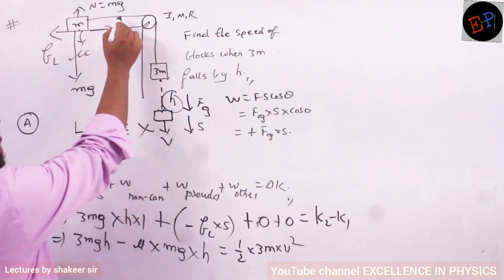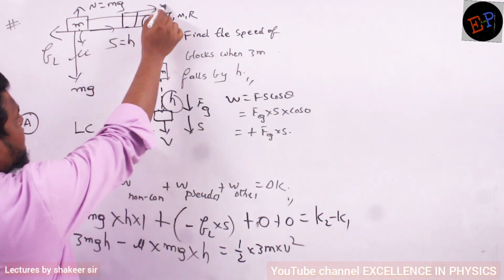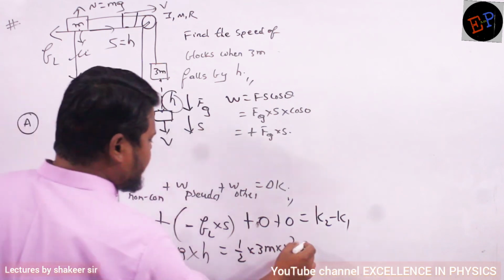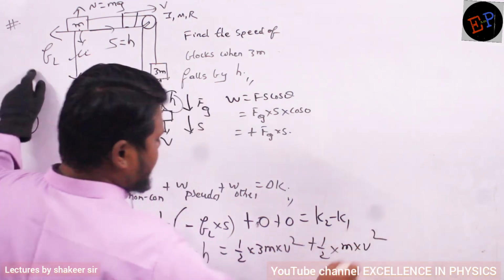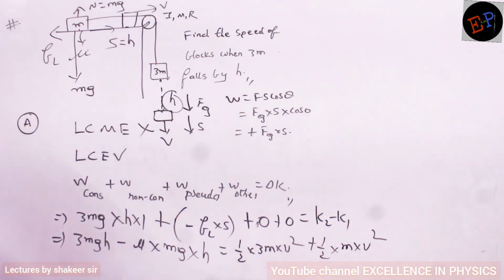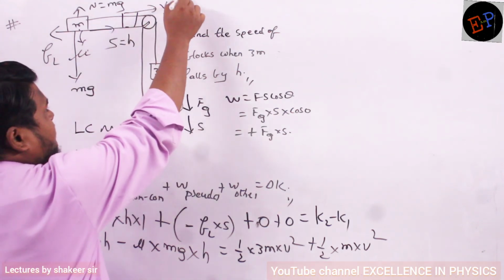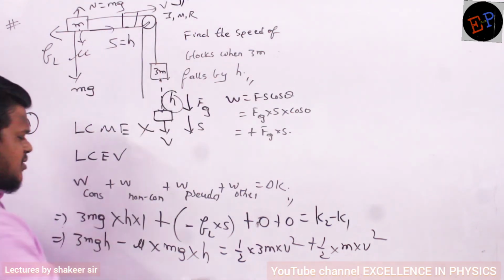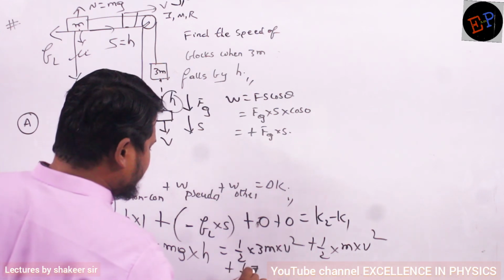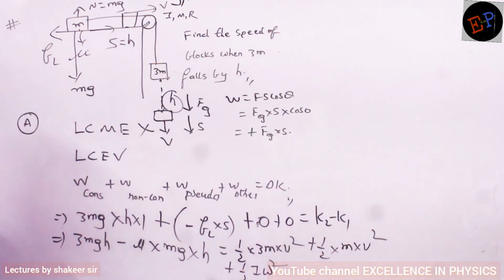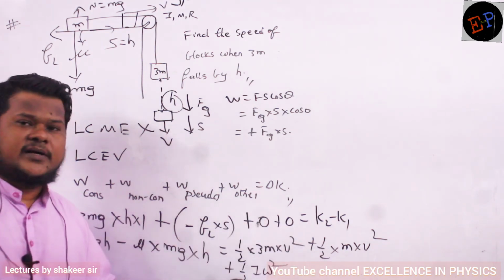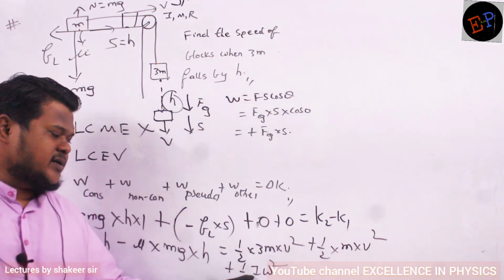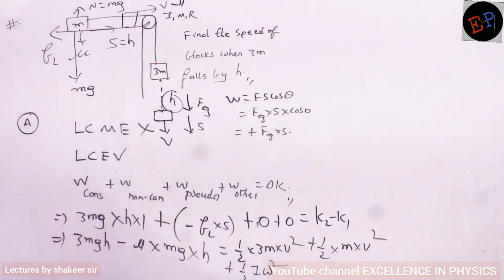By the time this body reaches here, it will also have the same velocity. So therefore half into, what is the mass of this body? m. Again velocity is v square. Similarly, the disk, this body is also rotating, no? And it will be rotating with an angular velocity of omega. So therefore, what is its kinetic energy? Half I omega square. That's all, no? Kinetic energy of 3m, kinetic energy of m, and this is the kinetic energy of the disk, which is rotating.